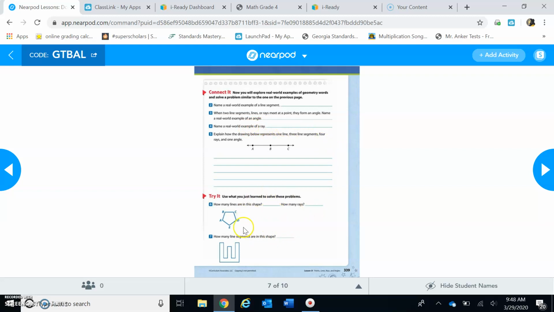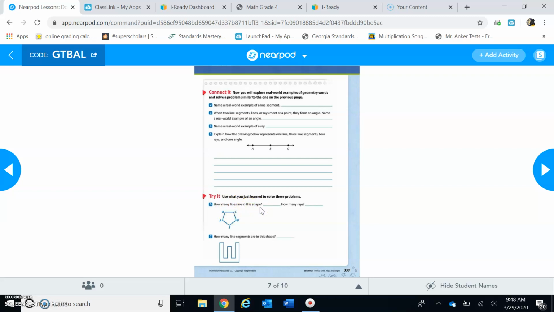All right, let's go on. Let's look at the bottom. It says, let's use what we've learned to solve the problems below. How many lines are in this shape? Let's look and see. Let's go back to our vocabulary now. We already know that lines go on and on and on in both directions forever. But as we can see, these lines don't go on and on forever. They stop at some point where they're connecting. So this shape has 0 lines.